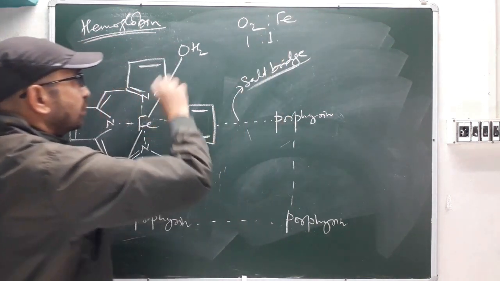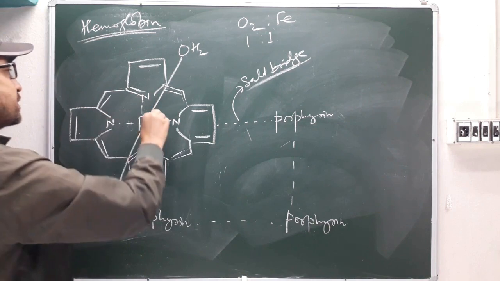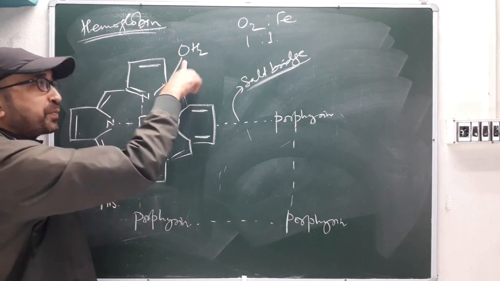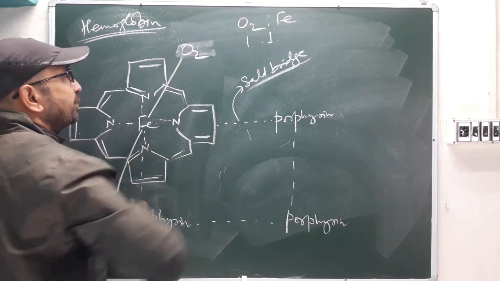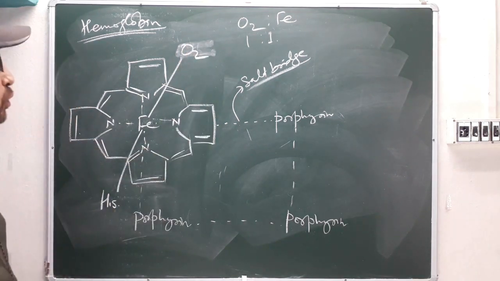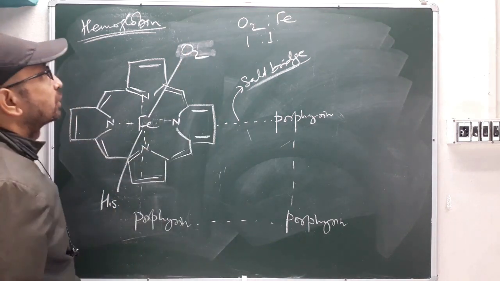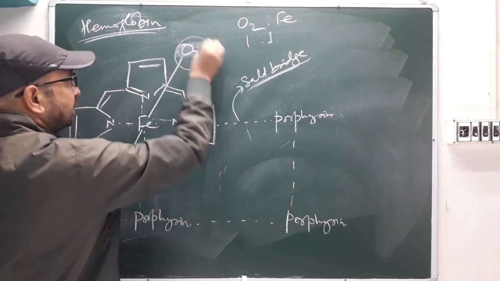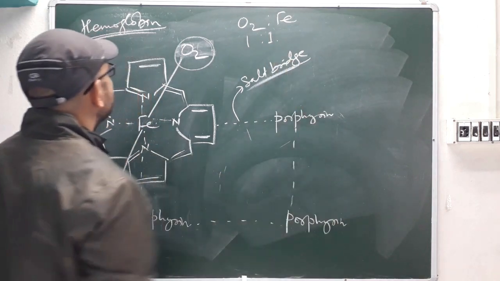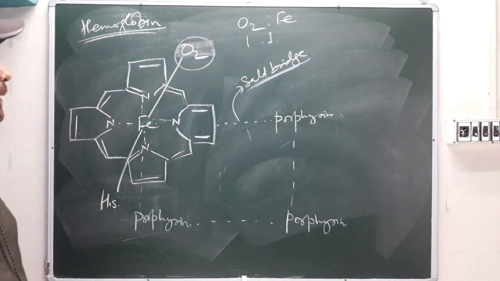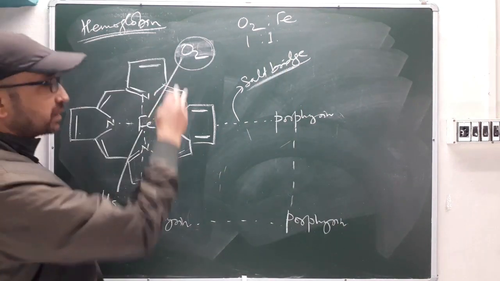For 1 iron, 1 oxygen will be there. So this is deoxyhemoglobin. If we are just removing this OH2 and putting O2, then it will be oxyhemoglobin, correct? So we have two types, deoxyhemoglobin and oxyhemoglobin. For this oxyhemoglobin, the ratio for iron and oxygen will be 1:1 for hemoglobin, right? This is all about hemoglobin.